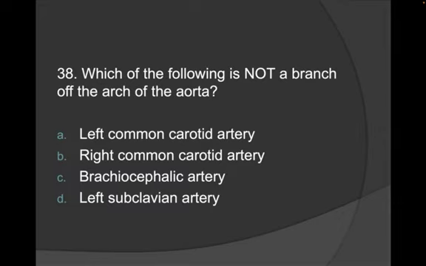Last one should be easy. Which of the following is not a branch from the aorta? B. Right common carotid artery. Okay, which is on the right side, which is the direct branch from the aorta? On the right side. Brachiocephalic. You got it. All right.